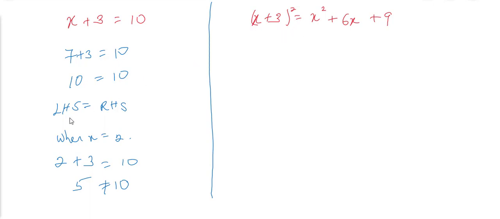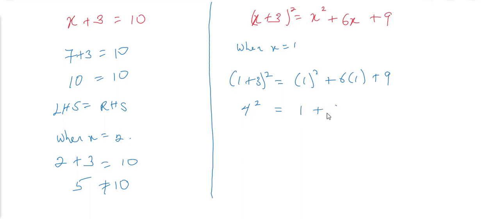Let's look at this side. With this one, we've got (x plus 3) all squared is equal to x squared plus 6x plus 9. Let's try to make a substitution. Let's start with a simple substitution of 1. So when x is equal to 1, this becomes (1 plus 3) all squared and 1 squared plus 6 of 1 plus 9. This simplifies to 4 squared. This is equal to 1 plus 6 plus 9. 1 plus 6 is 7, plus 9 is 16. 4 squared is 16, and this is equal to 16. You can see that the left hand side is equal to the right hand side. Now you can say that 1 satisfies the equation.